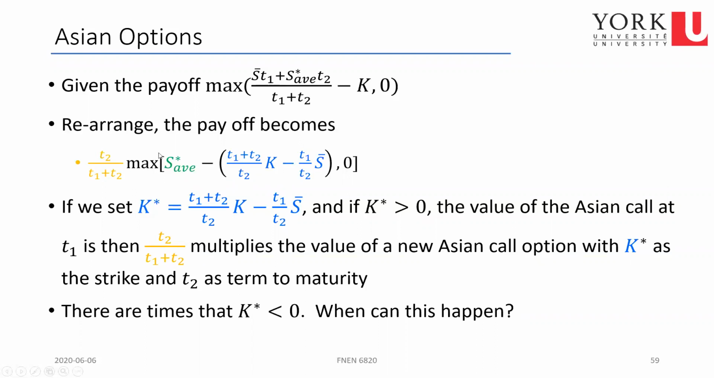So here is still S star average, which is the to-be-observed average price in the remaining 2 months in our example, minus this, which will be the new strike. This new strike involves the original strike K and the observed average that happened in the first month in our example.